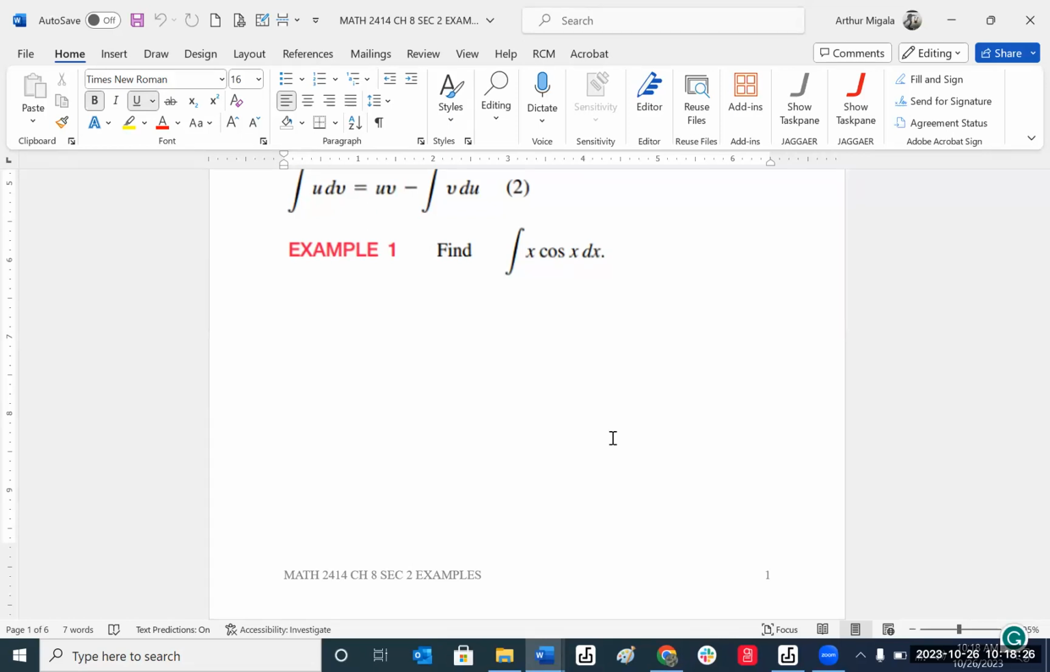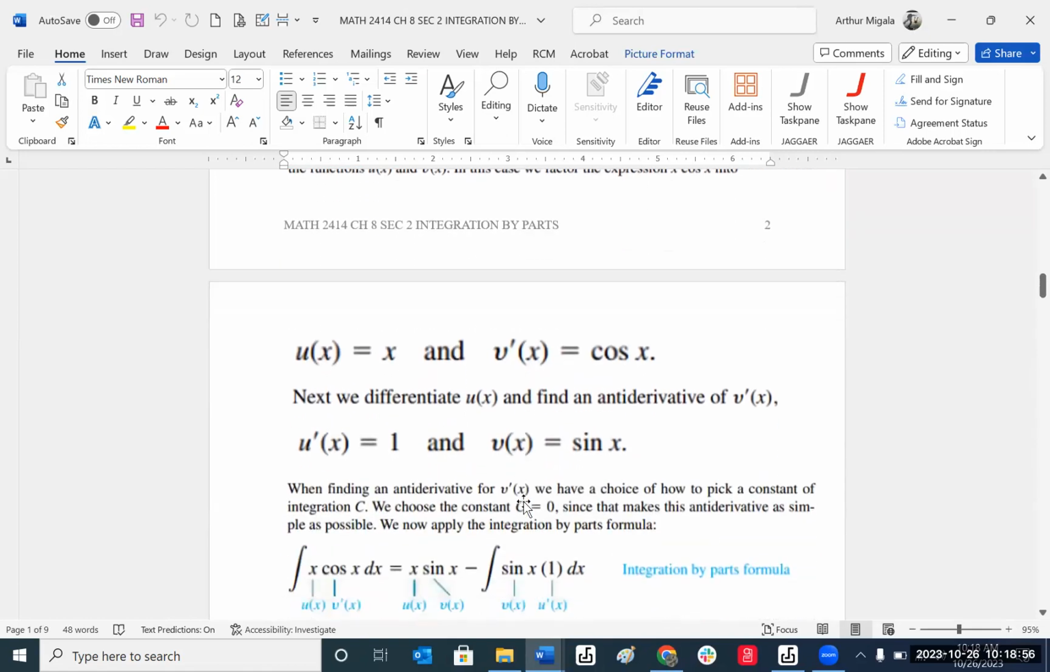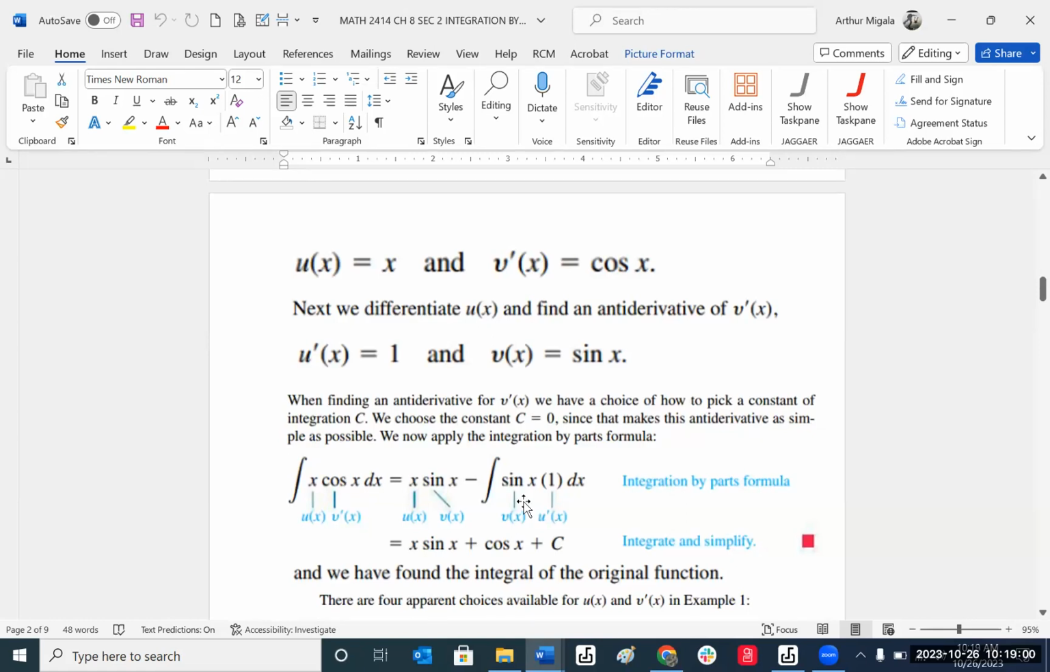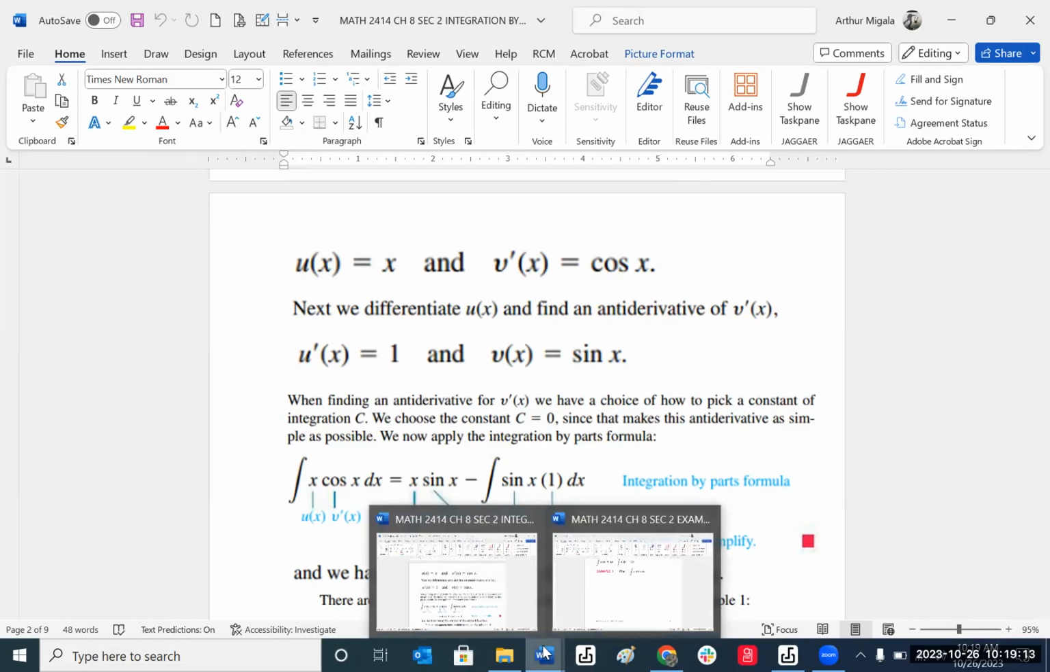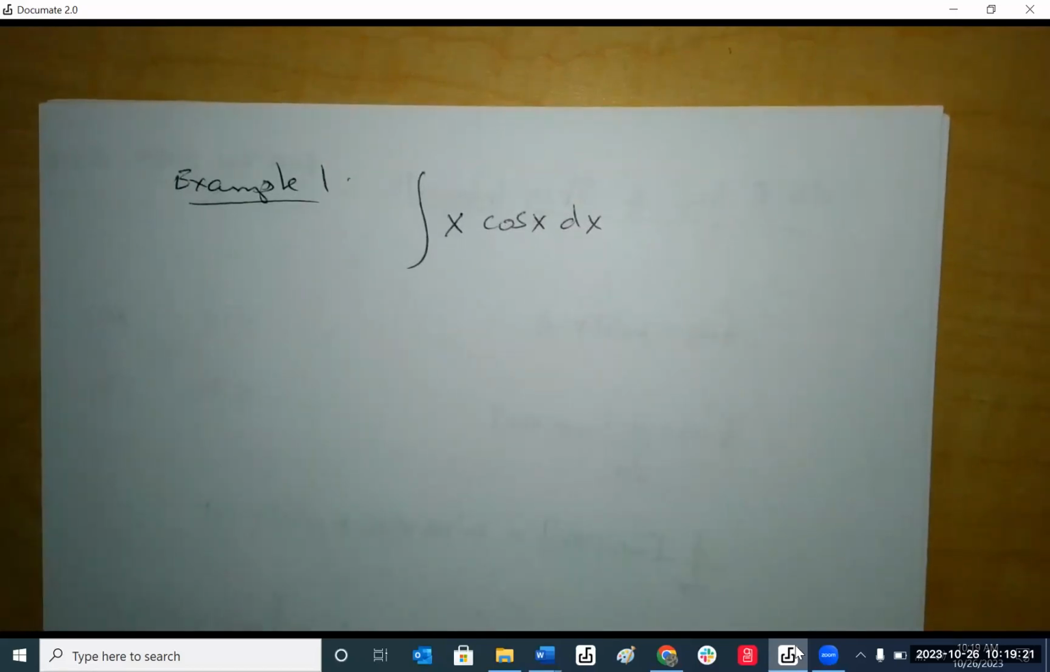So let's look at example one. It says find the integral of x cosine x dx. So the question here is, of those two, which one do we make u? Which one do we make v? Remember, let's go back to our formula.